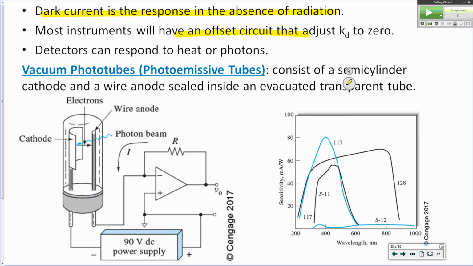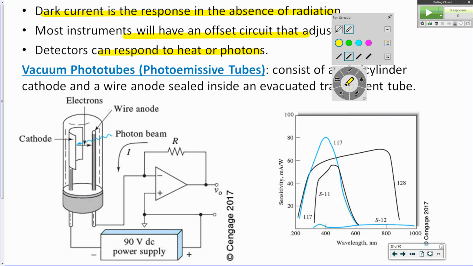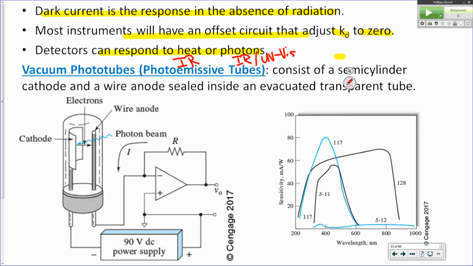You offset that dark current to get 0, and we have detectors that can respond to heat in the IR, but ones in UV-vis are going to respond to photons. So heat detectors are going to be IR, photons are going to be IR or UV-vis. Most of the ones in the IR that respond to photons are really expensive detectors. They're only going to be on your highest end instrument.